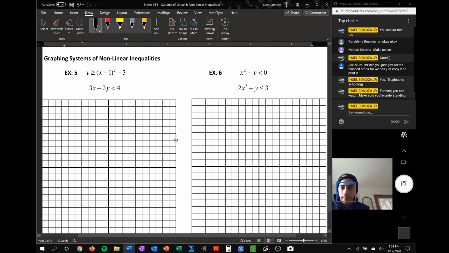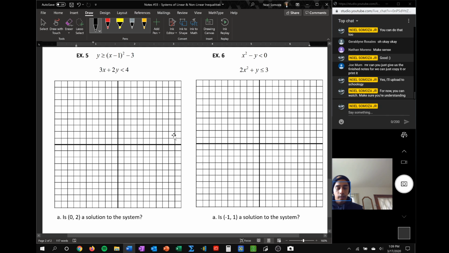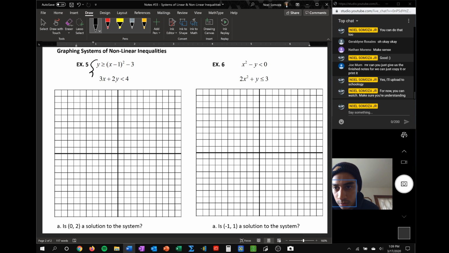All right, so now for example 5 and example 6, these are the important ones. Now you have a system of inequalities. A system, why? Because now you have two, right? There are two equations, which means you have to graph both. One of them, notice, is a parabola, right? It's a quadratic function. So you're going to get a parabola shape from it.